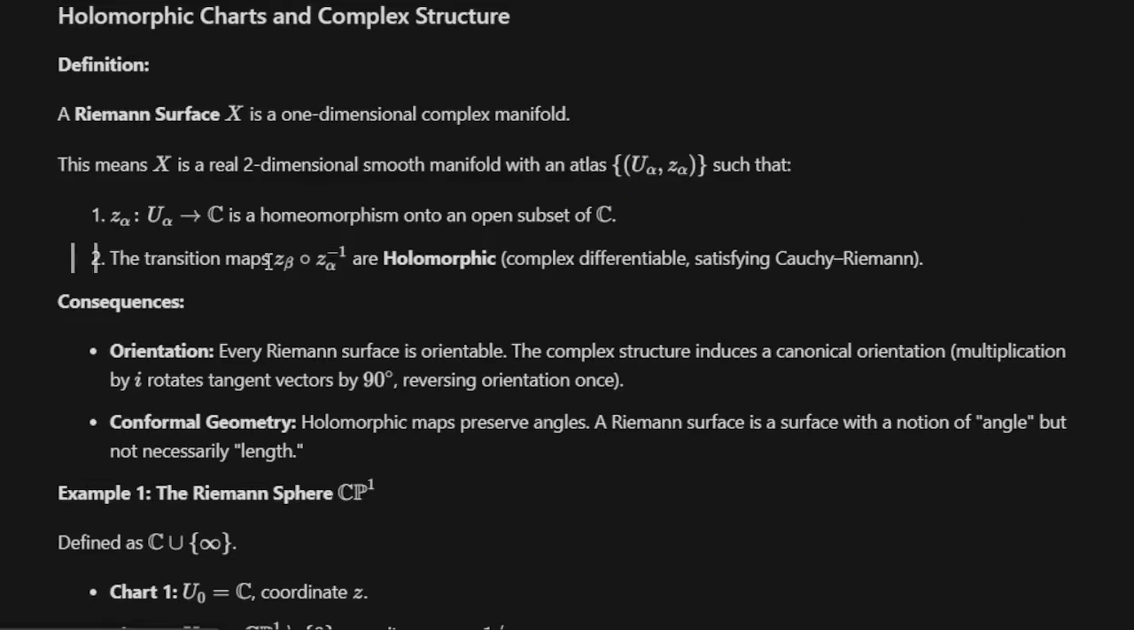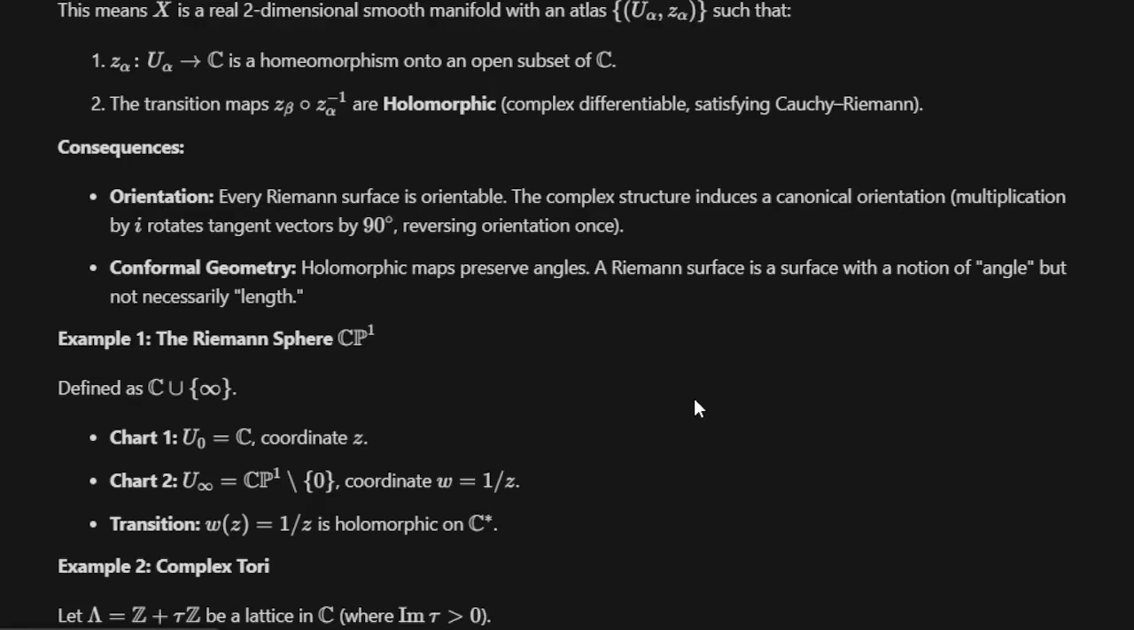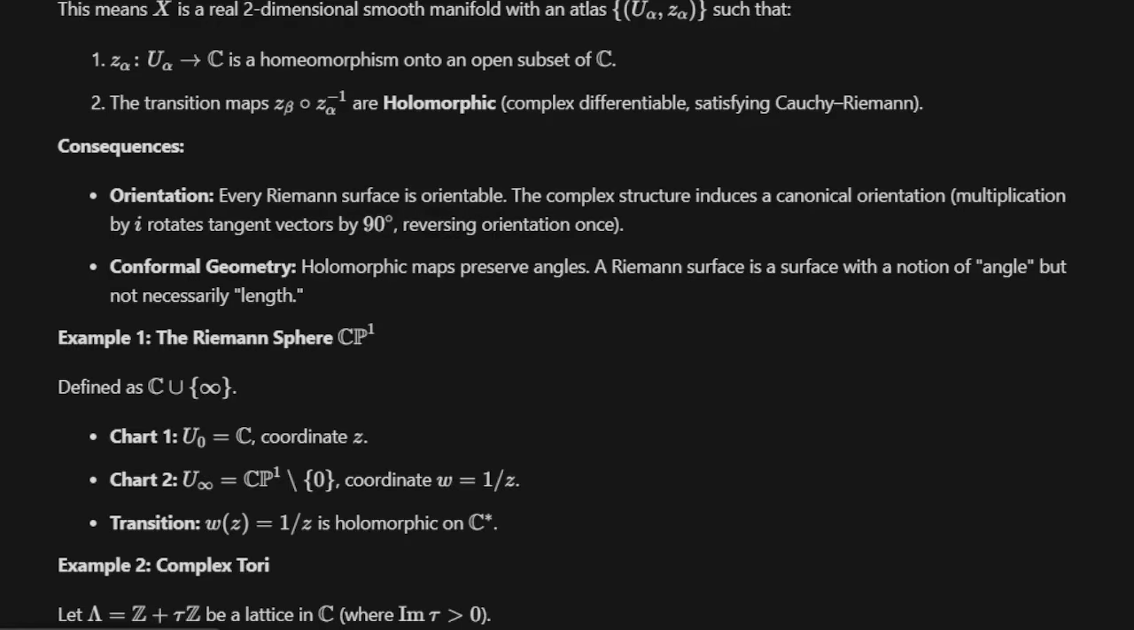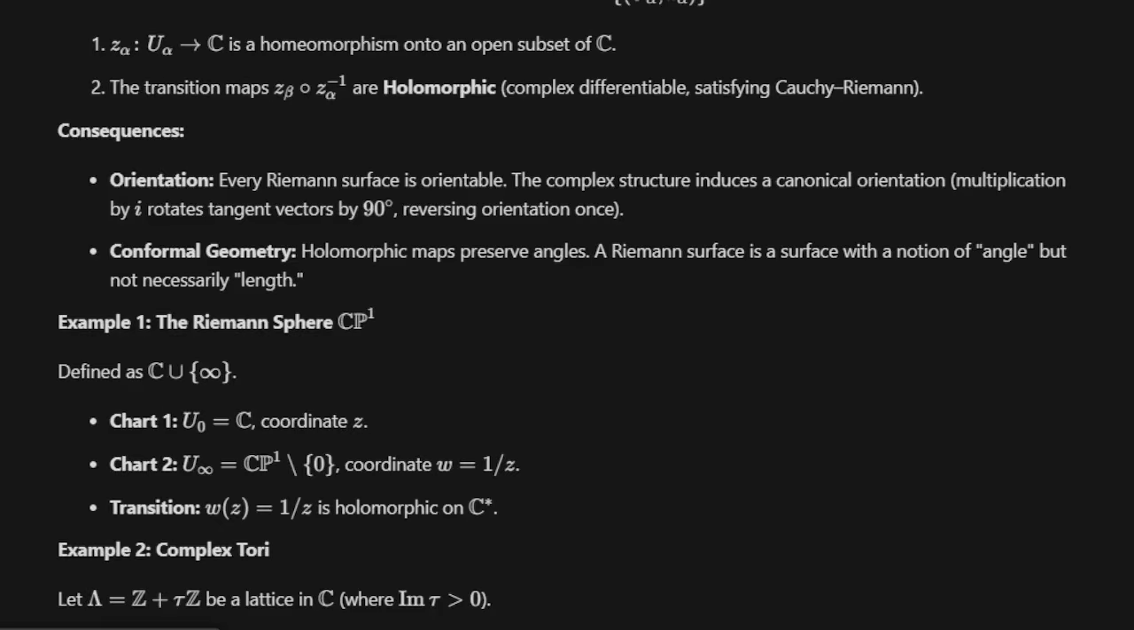We can describe the transition maps themselves as holomorphic, and the orientation can then be properly defined. We mentioned orientation once, but now we can really properly define it, because every Riemann surface is going to be orientable. It means there are two sides to it. And the complex structure induces a canonical orientation. Multiplication by i rotates all the tangent vectors by 90 degrees, and it preserves orientation. We also get conformal geometry, which just means that a holomorphic map preserves angles. It doesn't preserve lengths. So on a Riemann surface, you can say turn 90 degrees left, but you cannot say walk 5 meters.